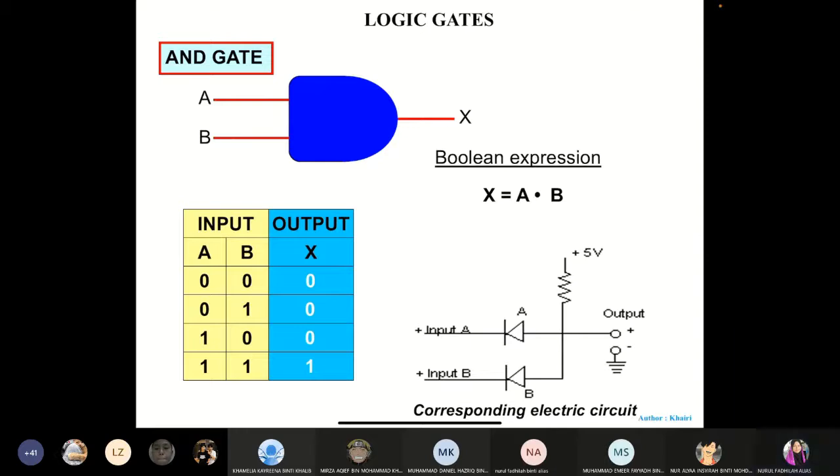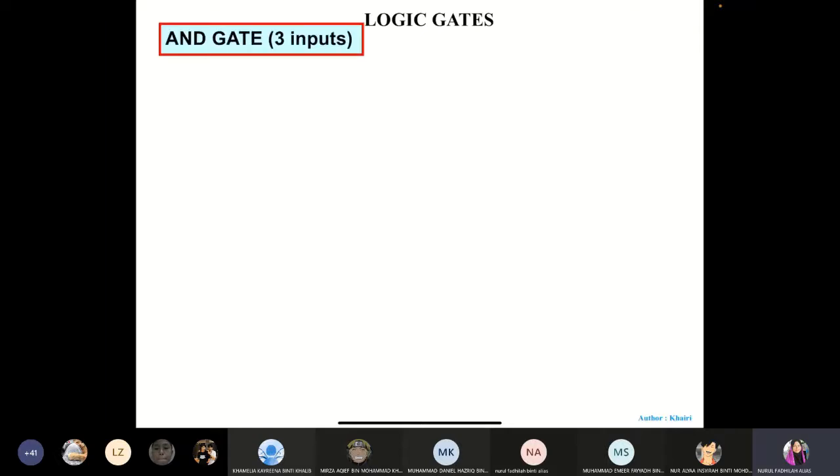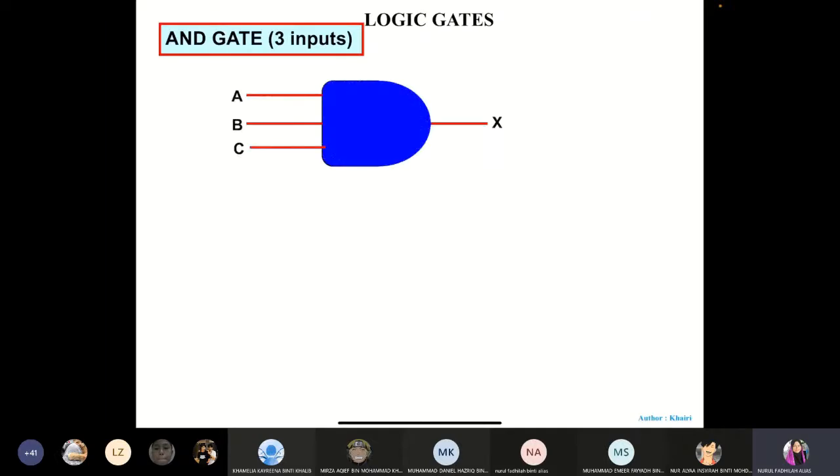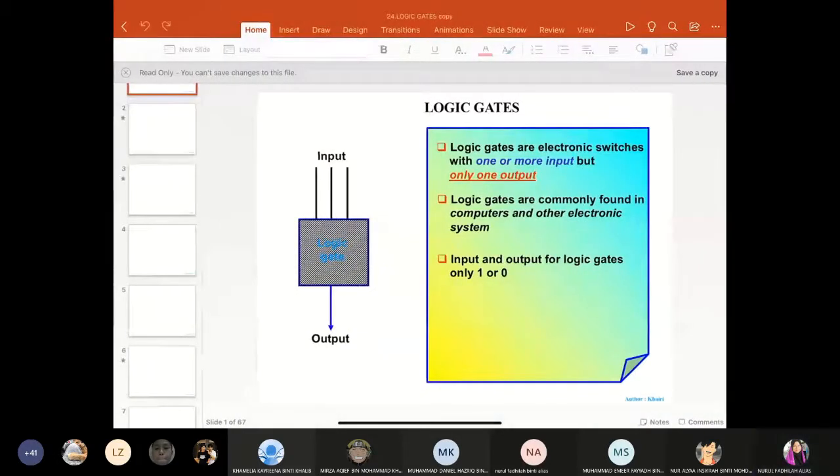Next, this is another example of the corresponding electric circuit. So what is this symbol? Remember? Diode. Okay, so there is an output there. So this is the example. Next, the third one. We have an AND gate with 3 inputs. This is nothing special, just for your information. So I don't want to touch on this one. The concept is the same.